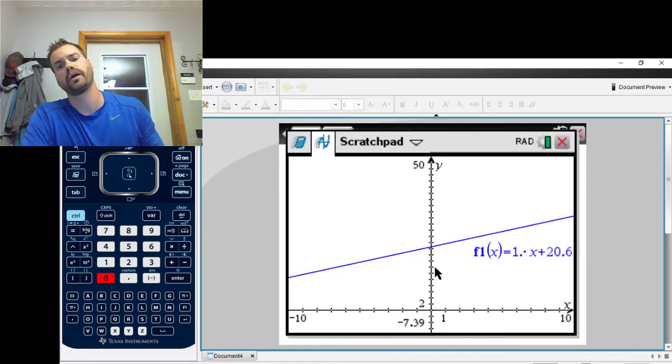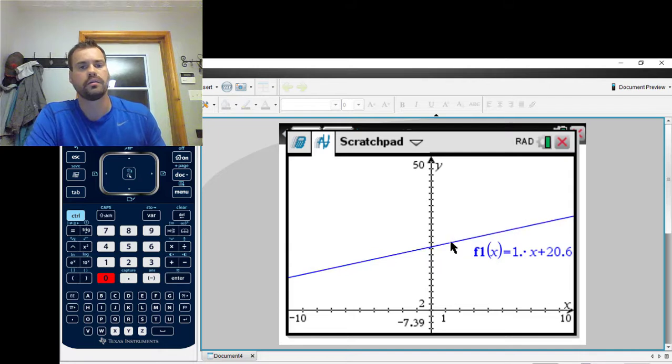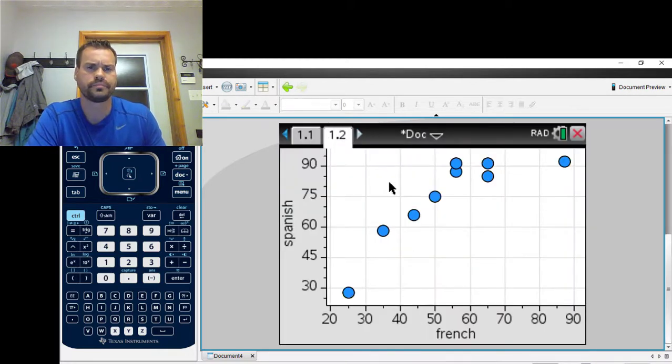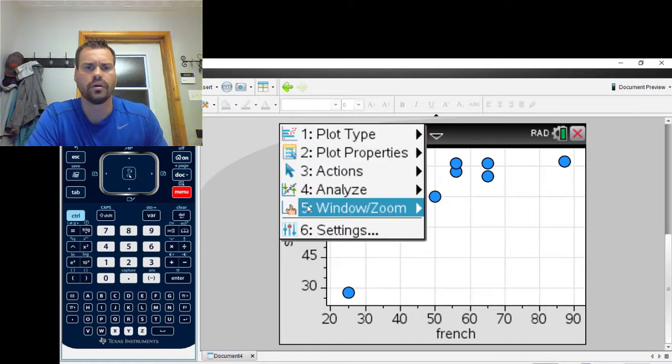So there's our graph, and it just sort of shows us this is what we're looking at. All right, so you can look at the graph here.